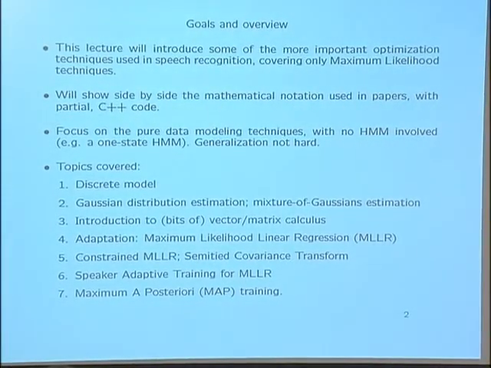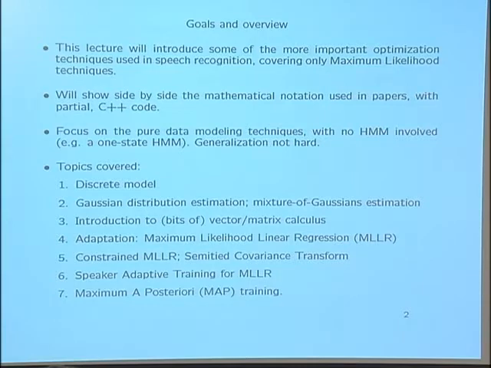Things like mixture of Gaussians, maximum likelihood linear regression for adaptation, the constrained version of that, speaker adaptive training, MAP training, semi-tied covariance. Obviously these things won't mean much to most of the undergraduates. I'm saying this for the benefit of the more senior people.